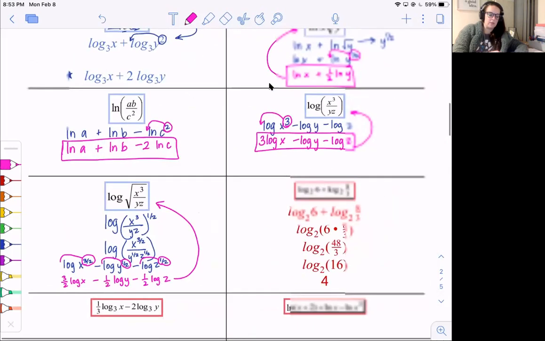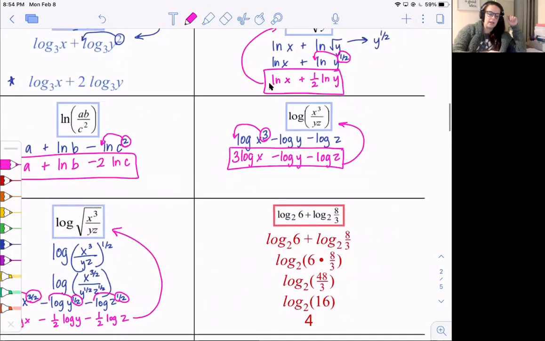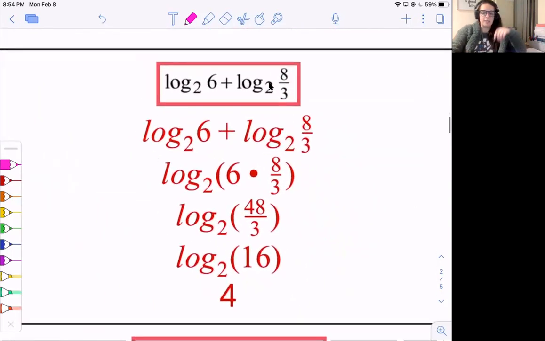All right. So far, we've done a lot of expansion. We've taken all the different variables and we put them in their own logarithms. Now we're going to work with condensation or compressing, which means that we're going to take two logs or multiple logs and we're going to put them together. Right? So in this case, we have log base 2 of 6 plus log base 2 of 8/3, which is written here.